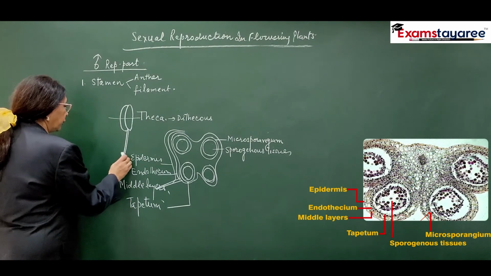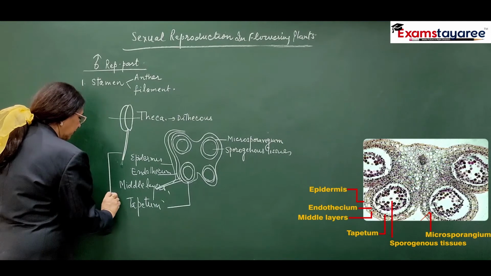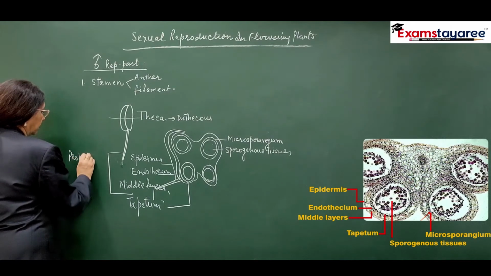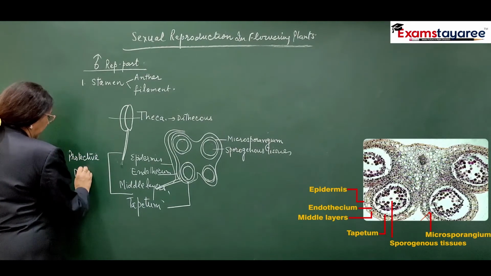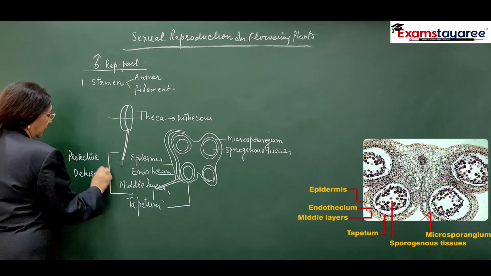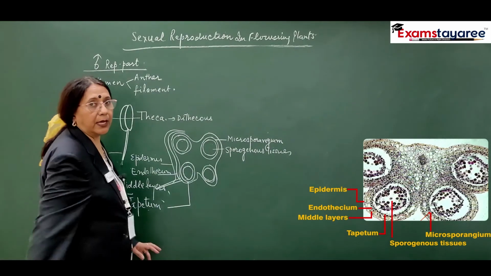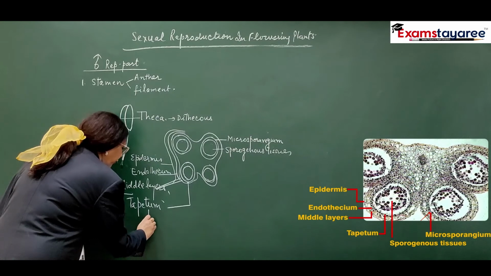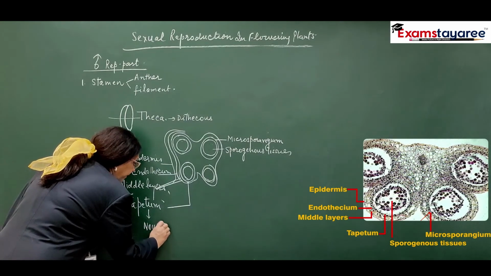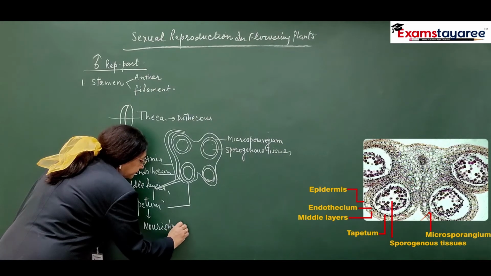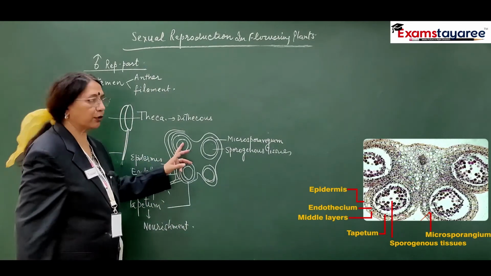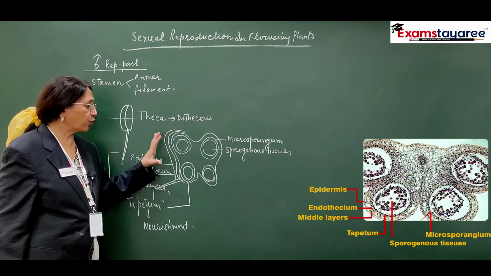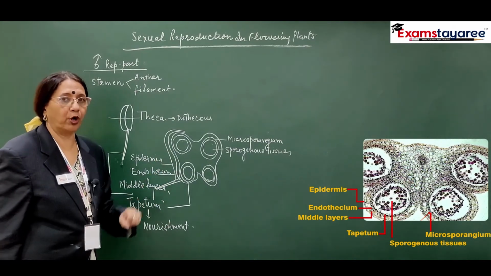Out of these, the epidermis, endothecium and middle layers are protective in nature and help in dehiscence of the anther, while tapetum is rich in cytoplasm, has 1 or more nuclei and provides nourishment to the developing microspores. From these sporogenous tissues develop pollen grains.